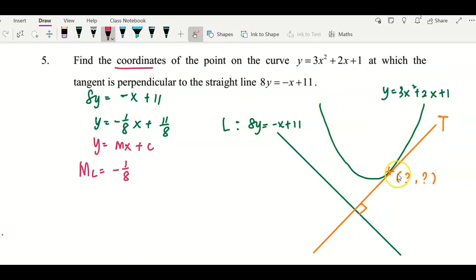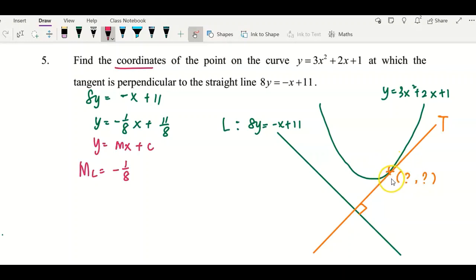All right, and then this tangent is perpendicular to this straight line. So I have my tangent in this way. I sketch a straight line which is perpendicular to the line L, and at the same time it touches this curve because it is a tangent of the curve. That's why now I want to find this touching point.